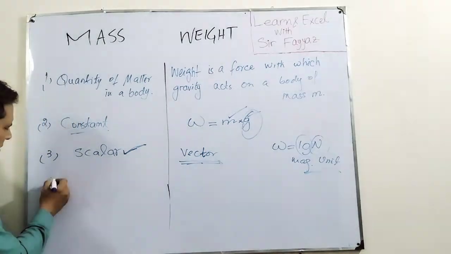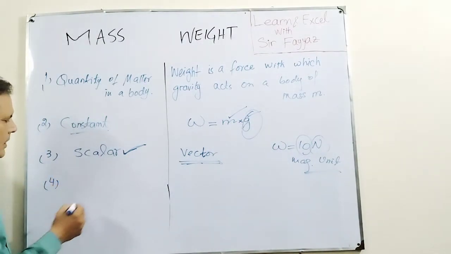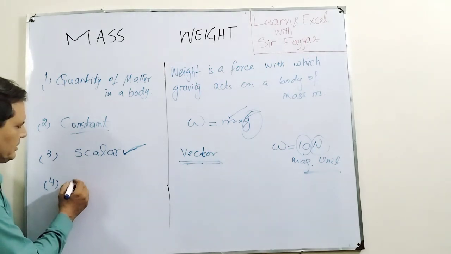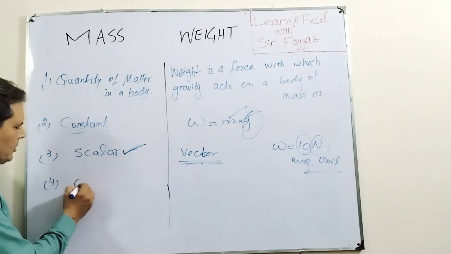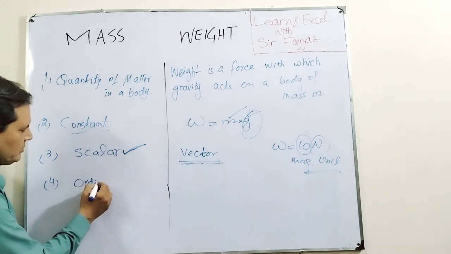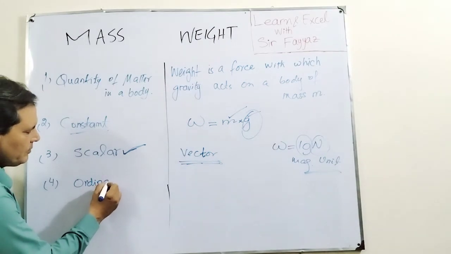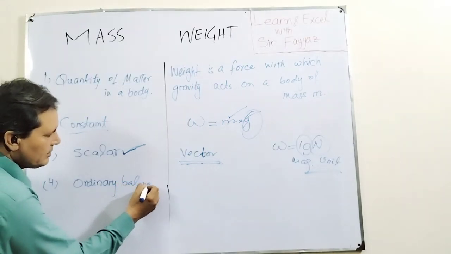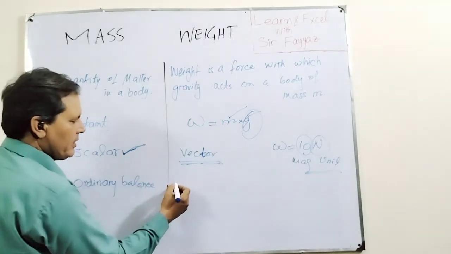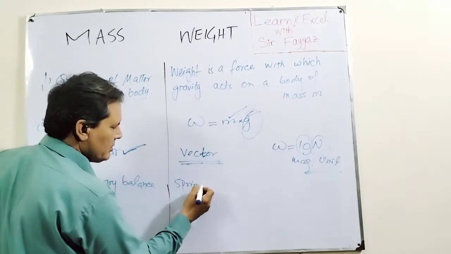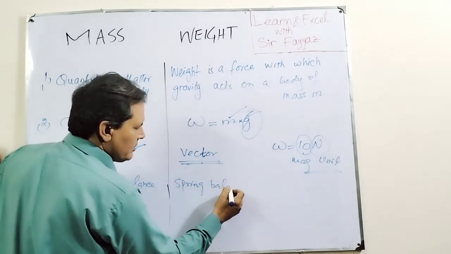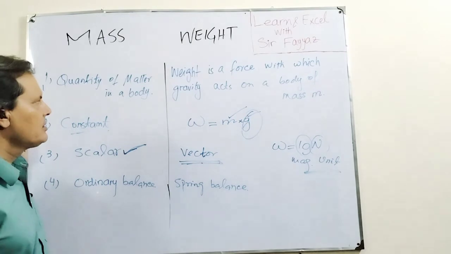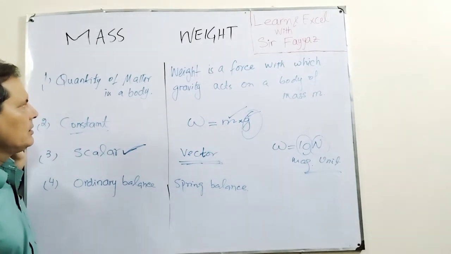The other difference is that mass can be found by an ordinary balance, and for weight you need to have a spring balance. So these are the main differences between these two quantities.